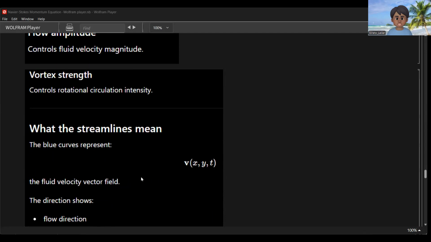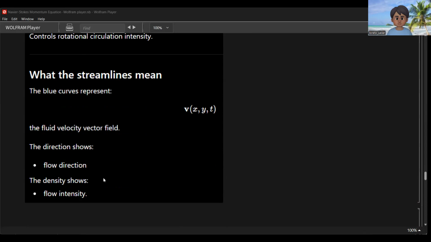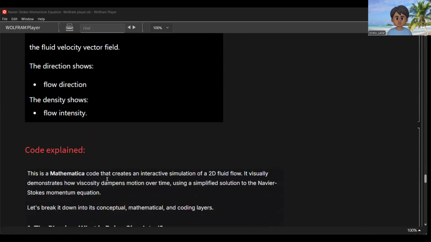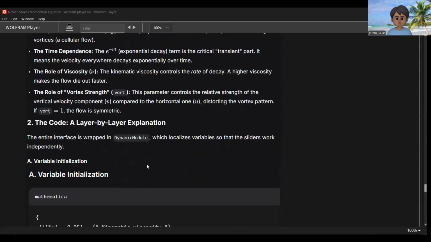What do the streamlines mean? The blue curves here represent the fluid velocity vector field. They show the flow directions, and the density shows flow intensity. We have the explanation of the code here, so I will not discuss this anymore.